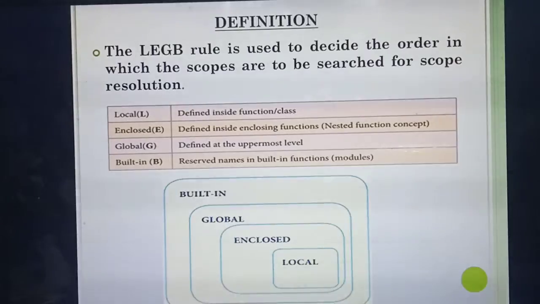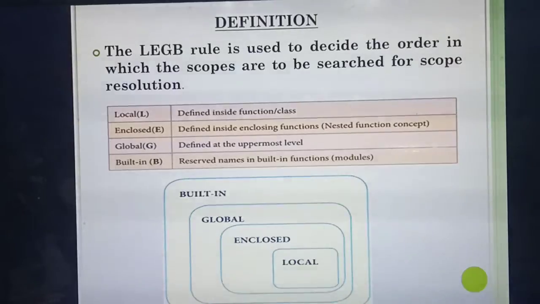Now say, what's the definition of LEGB rule? Please study it now itself. It is used to decide in which order the scopes are to be searched. That means if they have given one order, based on that you search the scope. Okay, so now you say LEGB. L in the sense local. L represents which one? Local. Then E represents which one? Enclosed. L represents local, E represents enclosed.